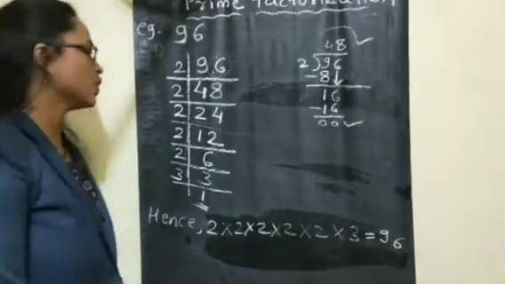Understood, children? Okay. Children, once you understand prime factorization, the factor tree is the next topic, which is very easy because it totally depends on your prime factorization. Once you understand it easily, you can solve the factor tree. So let us see how. Factor tree means showing all the factors in diagram form. So let us see how it is.